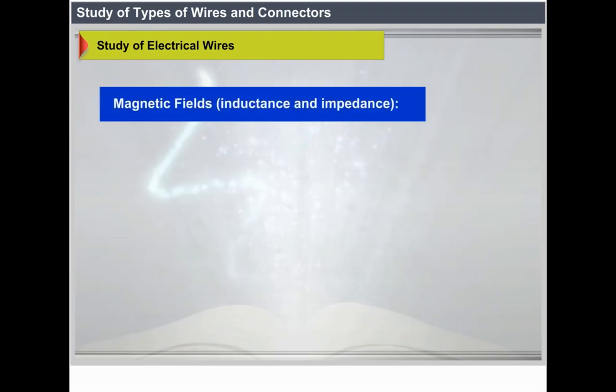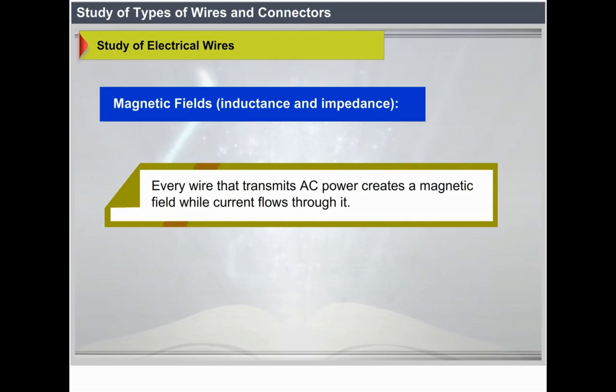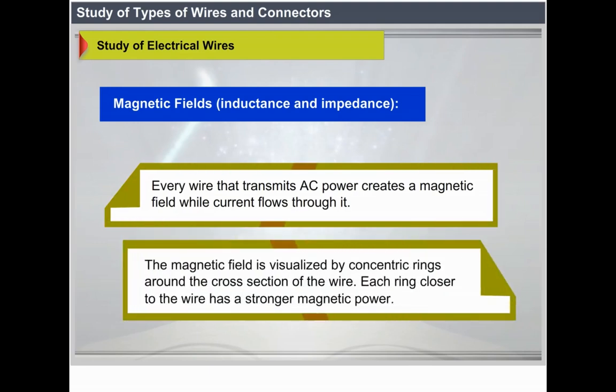Magnetic fields, inductance and impedance. Every wire that transmits AC power creates a magnetic field while current flows through it. The magnetic field is visualized by concentric rings around the cross-section of the wire. Each ring closer to the wire has a stronger magnetic power.